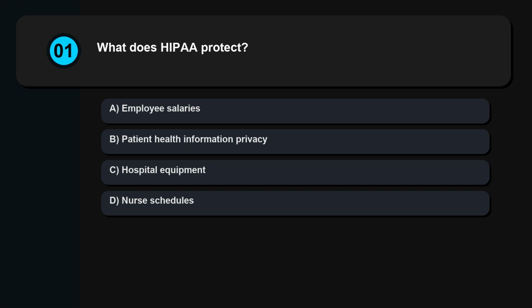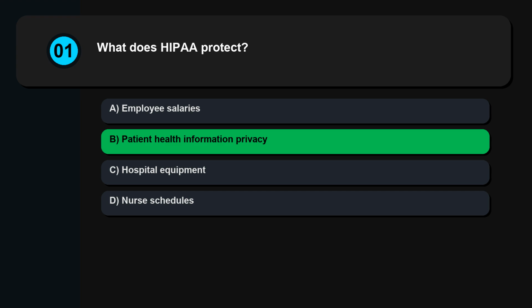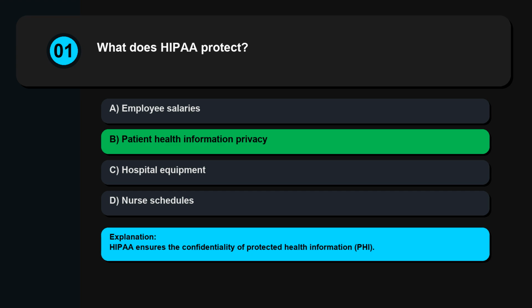Question 1. What does HIPAA protect? Employee salaries, patient health information privacy, hospital equipment, nurse schedules. HIPAA ensures the confidentiality of protected health information, PHI.